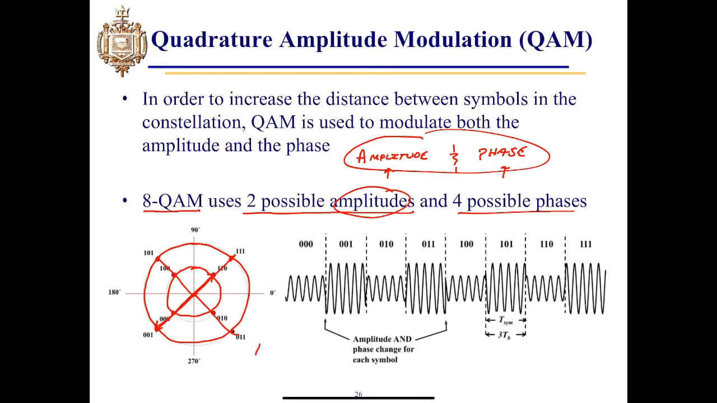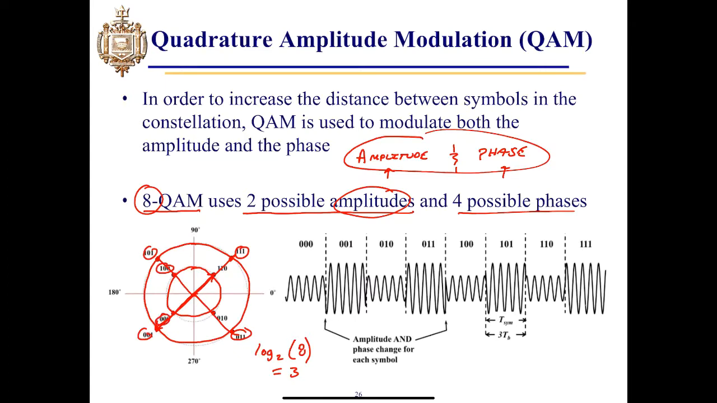The equation holds true for the number of bits per symbol, where we have log base 2 of 8. We're using 8 QAM. Log base 2 of 8 is 3 bits. So 3 bits per symbol. Notice that I'm able to represent each of these symbols using 3 bits.